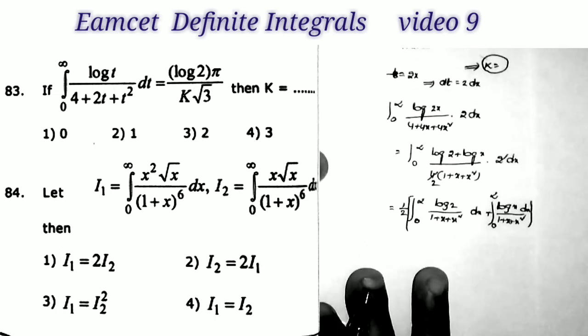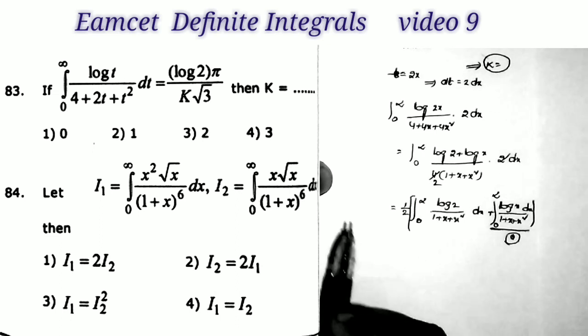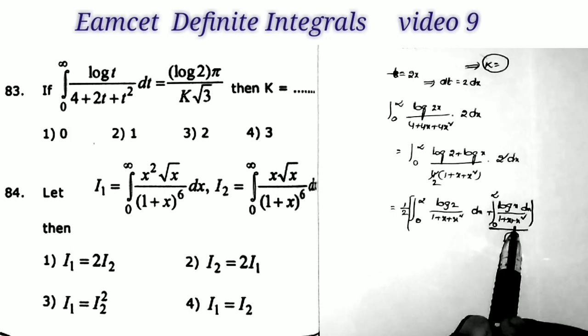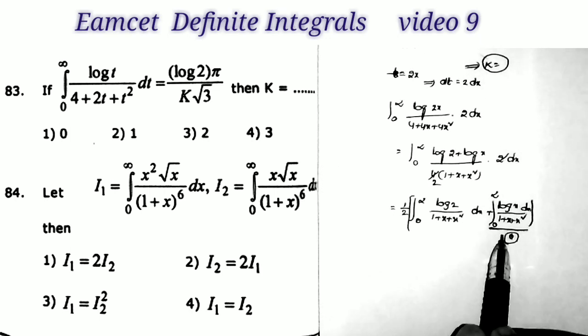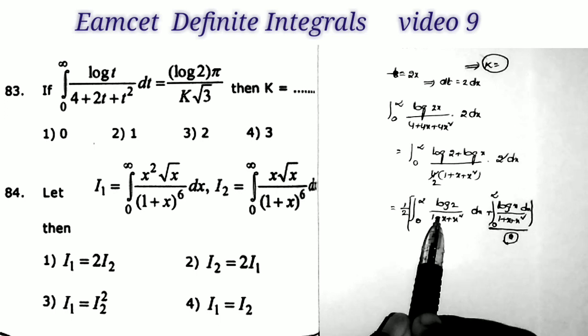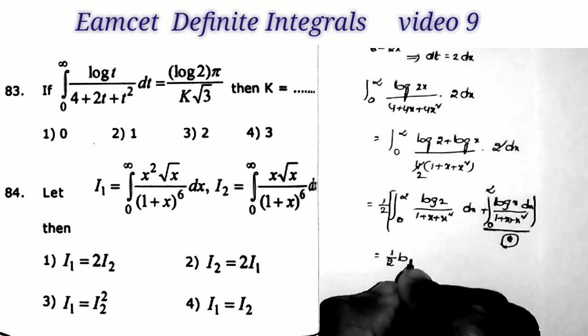Already in the previous problem we proved that this value is equal to 0. What is the previous question? The previous question is the integral from 0 to infinity of log x by 1 plus x square into dx. What is that answer? We just proved that the answer is equal to 0. So this part becomes 0. Now we have to find the answer to the first part only.